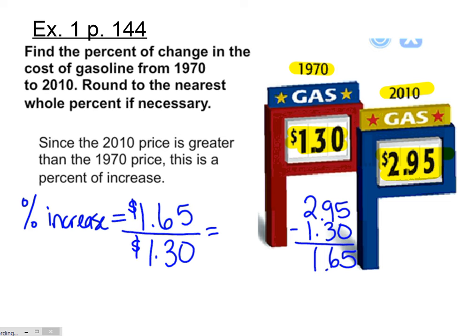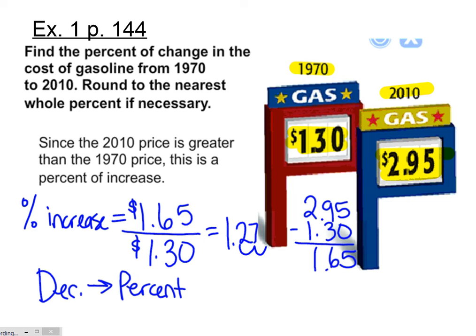When you divide that, you get 1.27, and that's our decimal. Now, don't forget, you need to change the decimal to a percent. To do that, you multiply the decimal times 100, move it 2 places to the right, and you get the percent of increase is 127% increase. And that's all you need to do for number 1. So let's go on and continue with example 2.